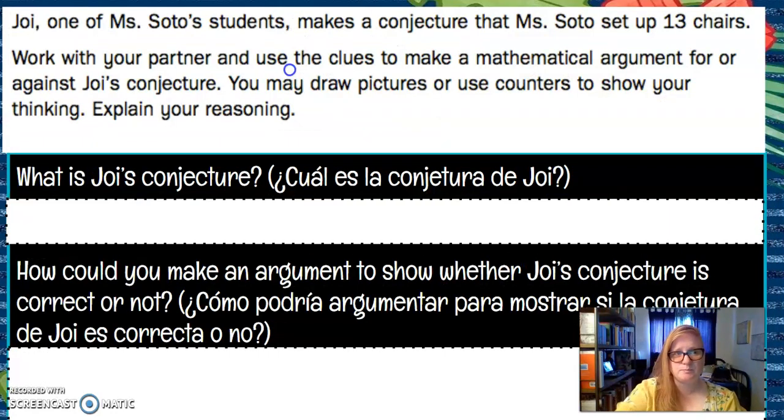Okay. So, what is Joy's conjecture? What is her guess? And put it right here. How could you make an argument to show whether Joy's conjecture is correct or not? Well, I can give you a clue for this one. The way to make an argument is through mathematical reasoning. So what you need to do is see if that guess, 13 chairs, fits the rules. Okay?